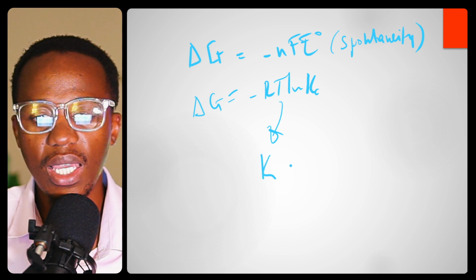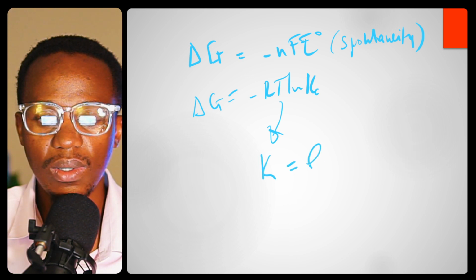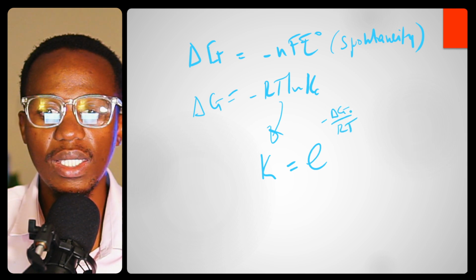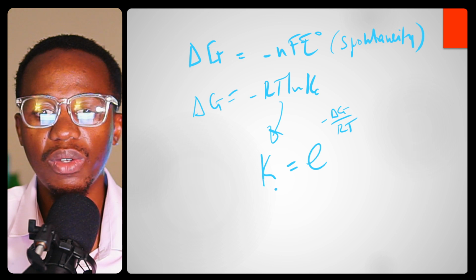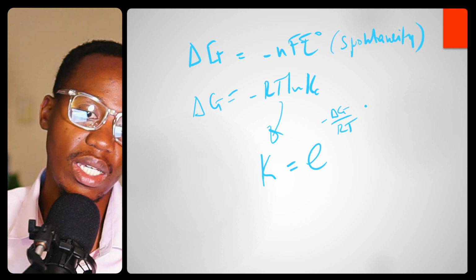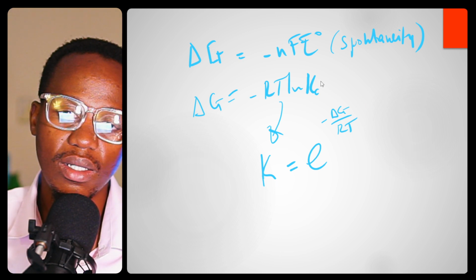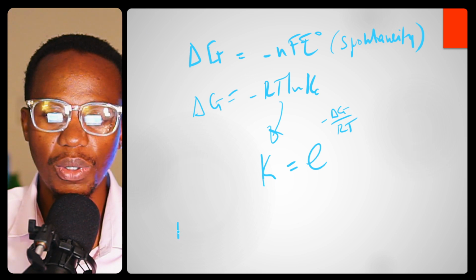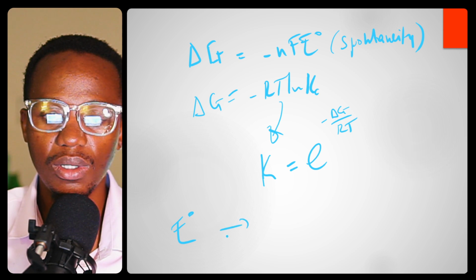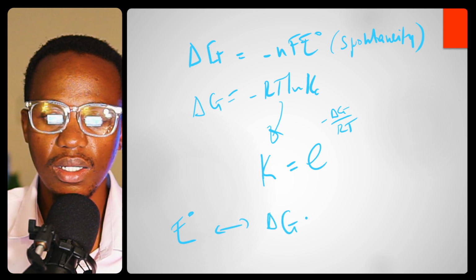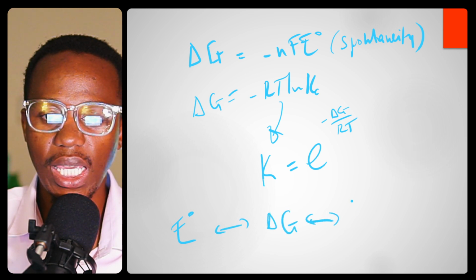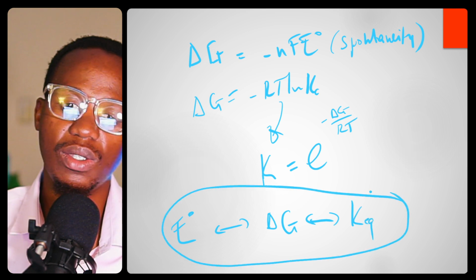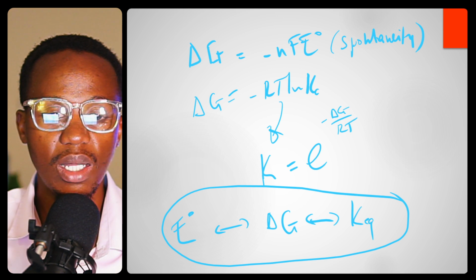If we want K, we can say K is equal to e to the negative delta G over RT. So this is the same equation, but if we're looking for K, we can turn it around. That is an easy way to go from cell potential, to delta G, to KEQ, or equilibrium constant. I can ask you either of these and you should be able to tell me.